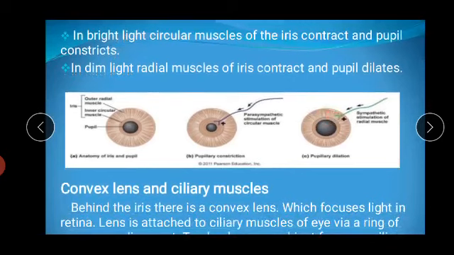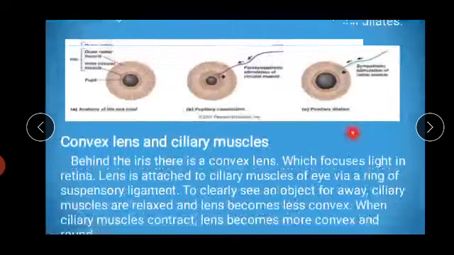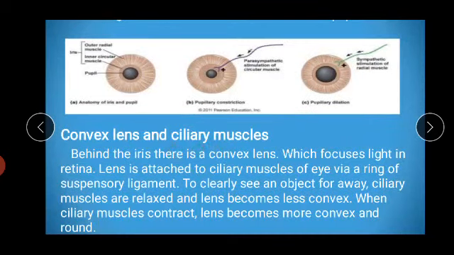In the dim light, mostly you broaden your eyes to see the object. So what happens to your pupil? The pupil will dilate. Okay. Convex lens and ciliary muscles. Behind the iris, there is a convex lens which focuses light on the retina.